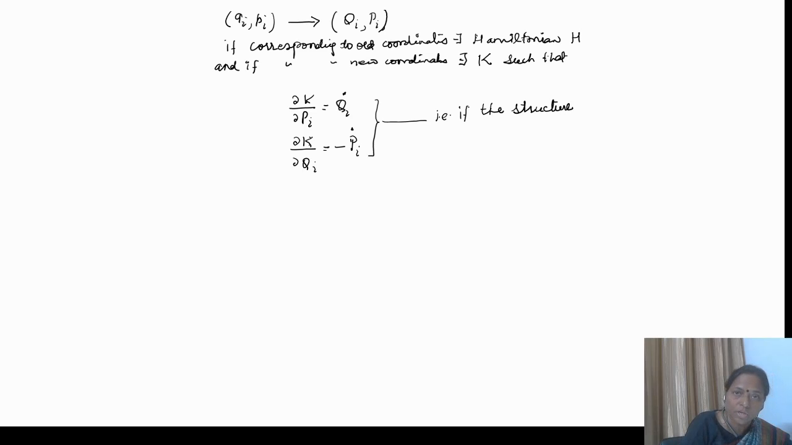I'll talk about the condition of canonicality later. That is, if the structure of the Hamiltonian is preserved, then the transformation is called canonical.